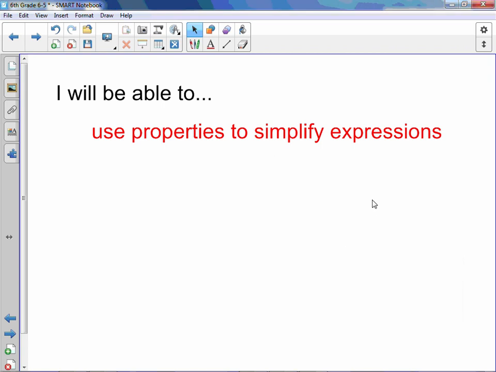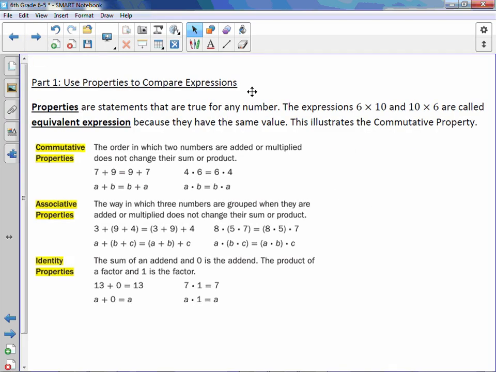Chapter 6, Lesson 5, Algebra Properties. You will be able to use properties to simplify expressions. Properties are statements that are true for any number.